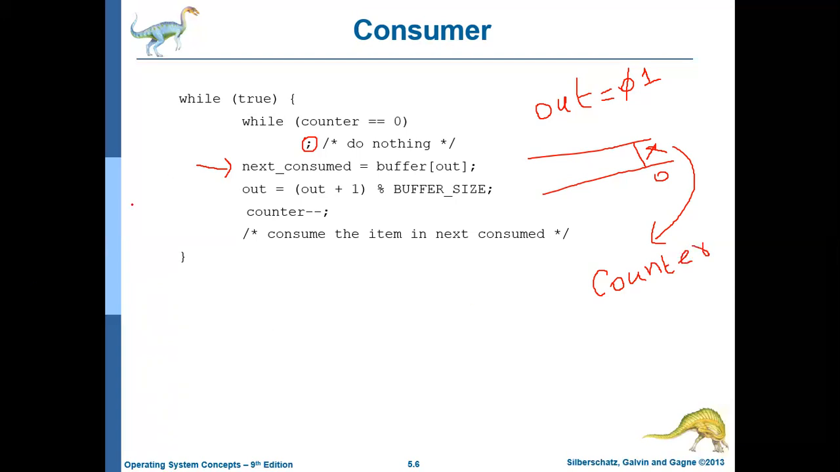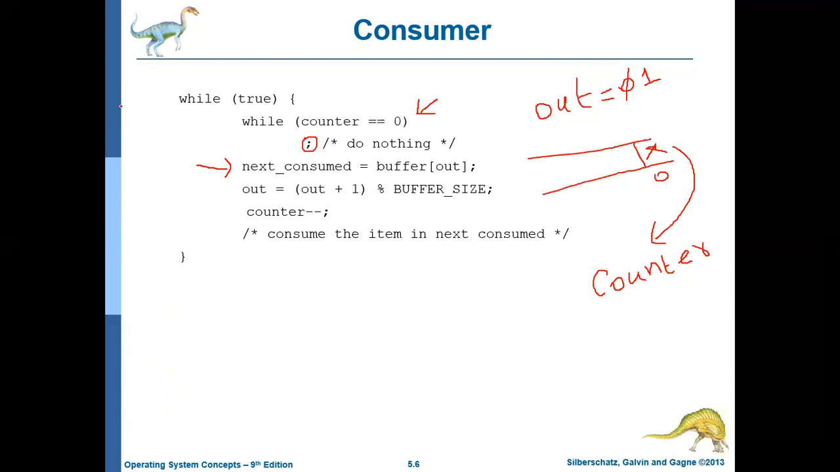Now again it will go back and check the while. Counter is 0, so it will just wait here. It will wait until the producer produces something. Okay, so this is the code for producer and consumer. Actually, this code is correct. There is nothing wrong with the code. Programmatically it is correct, but still we are considering the producer as a separate process and the consumer as a separate process.